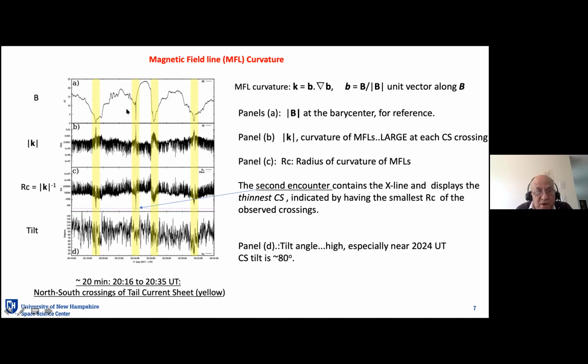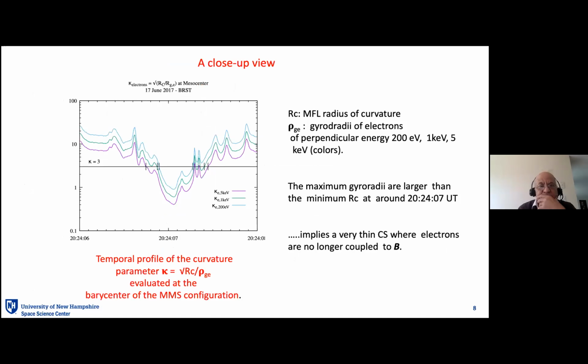However, the one which we care about is the second one. It is the biggest of them all. Then we have the radius of curvature, and correspondingly, the radius of curvature gets smaller and smaller. And here it is the thinnest of them all, having the smallest of the crossings. And the last panel shows the tilt of the current sheet. In our crossing, the tilt is about 80 degrees. So you have a very tilted current sheet towards dusk.